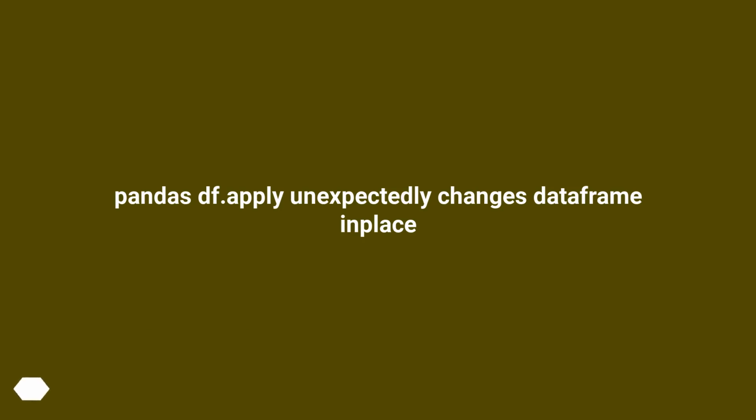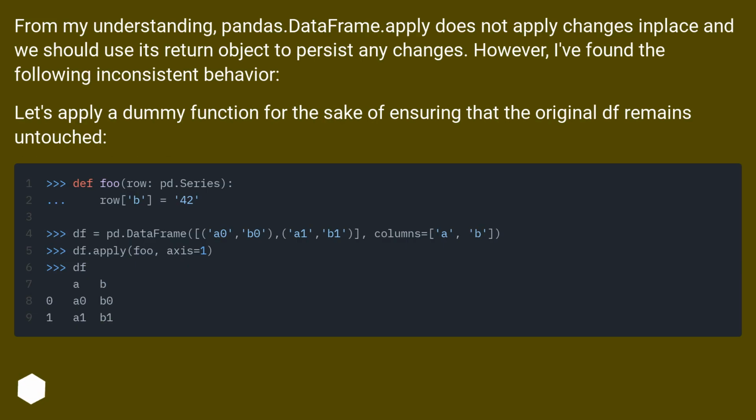Pandas df.apply unexpectedly changes dataframe in place. From my understanding, pandas.dataframe.apply does not apply changes in place, and we should use its return object to persist any changes. However, I found the following inconsistent behavior.